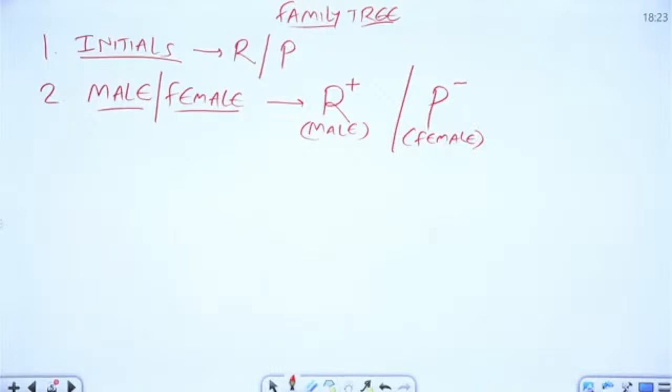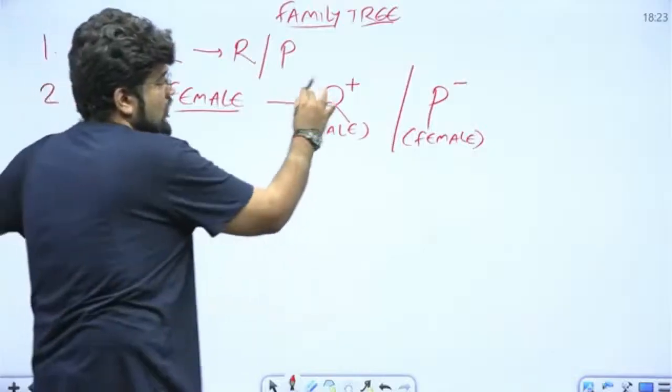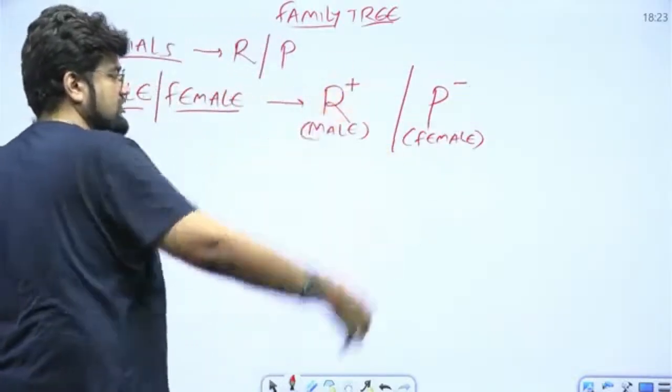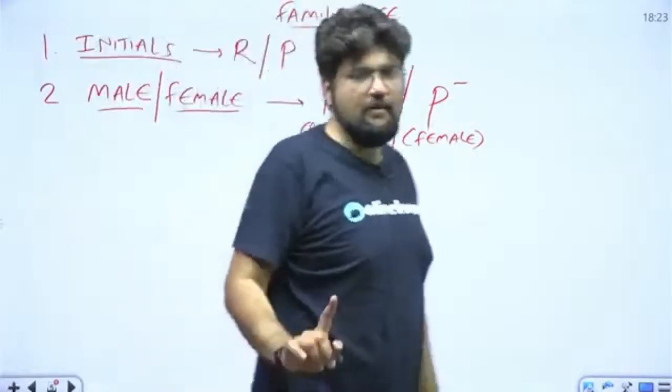When you are reading the question, it will be clear to you that this is a male and this is a female. Now, a lot of people draw a square around Rahul and a circle around Priya. So, Rahul square means a male, circle means a female. But there will be a problem with that.